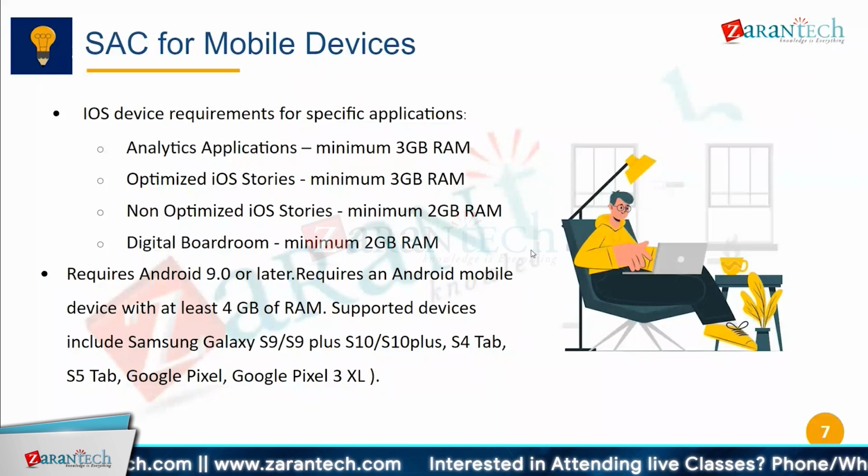Similar to iOS, for Android we also need the latest version, Android 9.0 or later. Now I think we have Android 12, but from Android 9.0 there are still updates going on, and it requires an Android mobile with at least 4 GB of RAM. So for Android, more RAM is required, at least 4 GB. These are the supported devices: Samsung Galaxy S4, Google Pixel, and other phones also support it, like OnePlus and Vivo. All these mobiles, whichever run Android 9 or later, are still supported if you have 4 GB of RAM. So that is with respect to the device specifications.